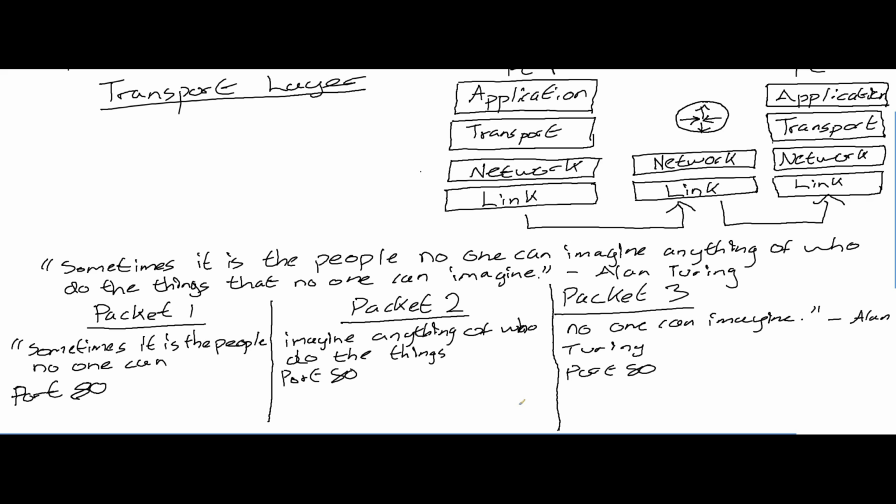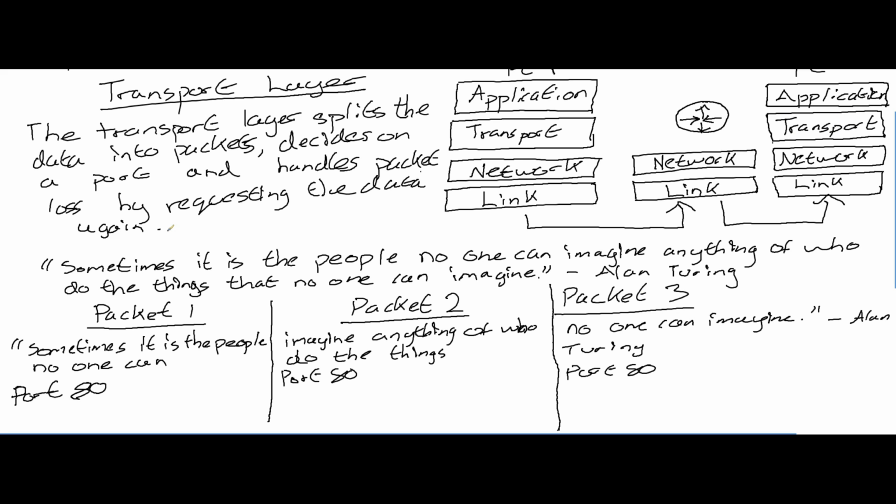And the third and final thing that the transport layer does, which is also really important, is that if some of the packets get lost during transmission, the transport layer will request a retransmission, and it also acknowledges successful transmissions, and that will happen at the transport layer at PC2 here. Okay, so just to recap then, the transport layer splits the data into packets, decides on a port, so we chose port 80 for HTTP, and handles packet loss by requesting the data again.